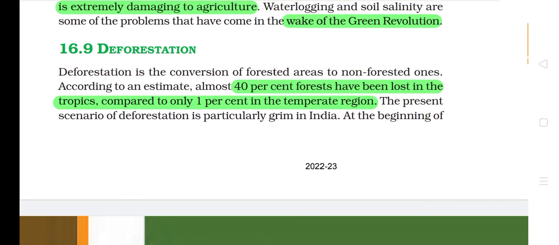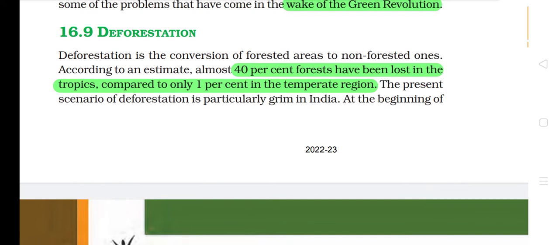16.9 Deforestation. Deforestation is the conversion of forested areas to non-forested ones. According to an estimate, almost 40% of forests have been lost in the tropics compared to only 1% in the temperate region. The present scenario of deforestation is particularly grim in India.